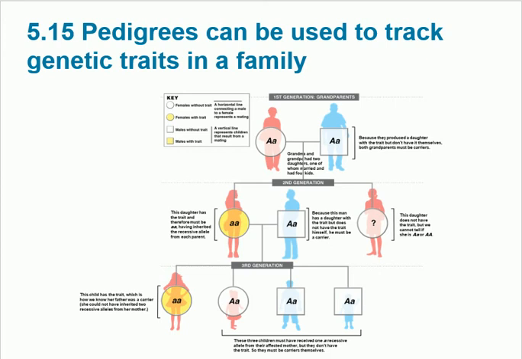So here is how we do it. If it is a circle, it means it's a female. If it is a square, it's male. If it is white, it means it doesn't have the disease. If it is yellow, it has the disease. Is that clear? Okay.